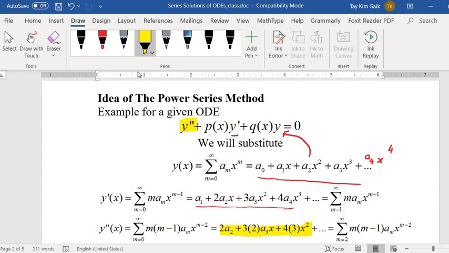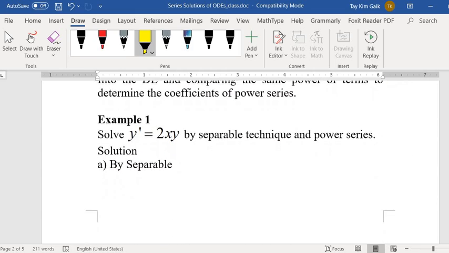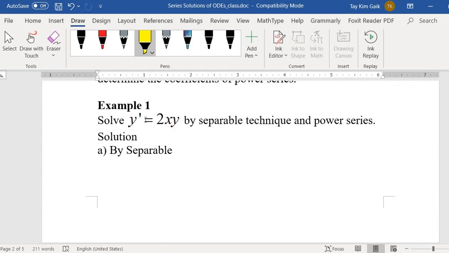Take note that if you solve a first order ODE, then you will be left with your constant a naught as a constant A, as we solve it with either separable, linear, exact, or homogeneous equations. If second order, then you will have constants in terms of a naught and a1. With this, let's look at the first example. Solve y prime equal to 2xy by separable technique and power series.